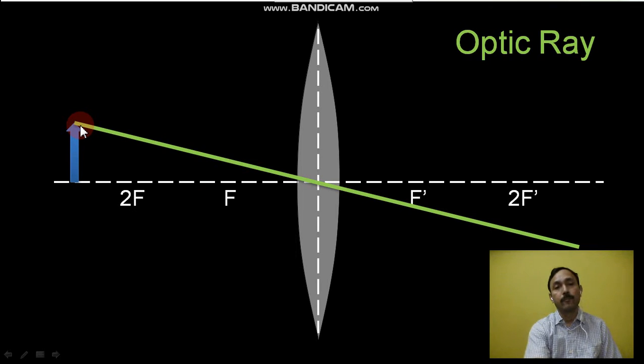This is the optic ray. This is the object. Light is coming from the object and passing through the optical center. Then there will be no deflection. This is the optic ray. So the optic ray will not be refracted.